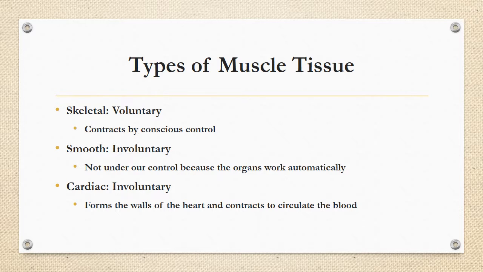I wanted to throw this in here because I think it's important, but there are three types of muscle tissue. Skeletal, which is voluntary because it contracts by conscious control. Smooth, which is involuntary. It's not under our control because the organs work automatically. And cardiac, which is involuntary too. It forms the walls of the heart and contracts to circulate the blood. For the purpose of this recording, we'll talk about skeletal.